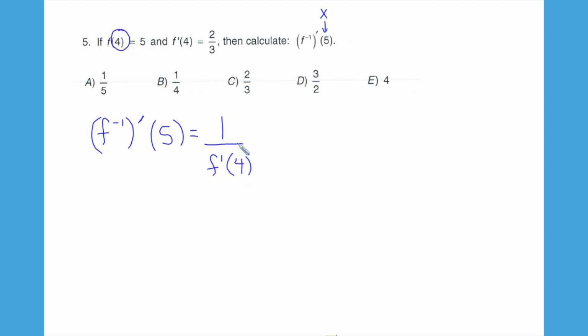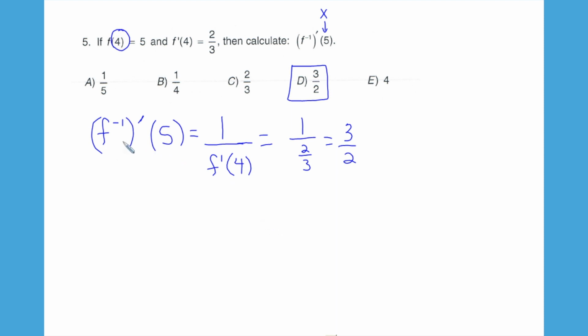I know this may sound weird, but I just remember things the way I can. If you're asked to find the derivative of the inverse at a value, that value is never put into the original's derivative. That helps me. So, I wish I knew the derivative at 4. Oh, look, I do. There it is. So I'm going to do 1 over 2/3, and that's a complex fraction. Let's flip that and multiply, and we get 3/2. So D is our answer.